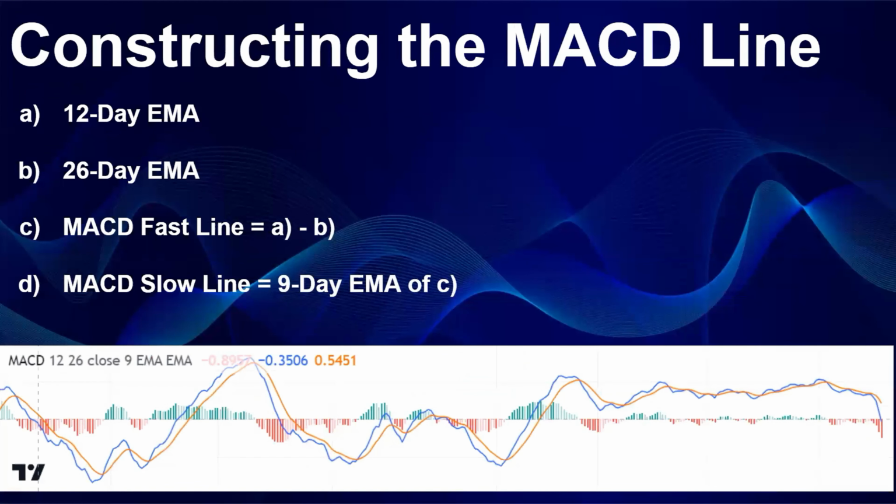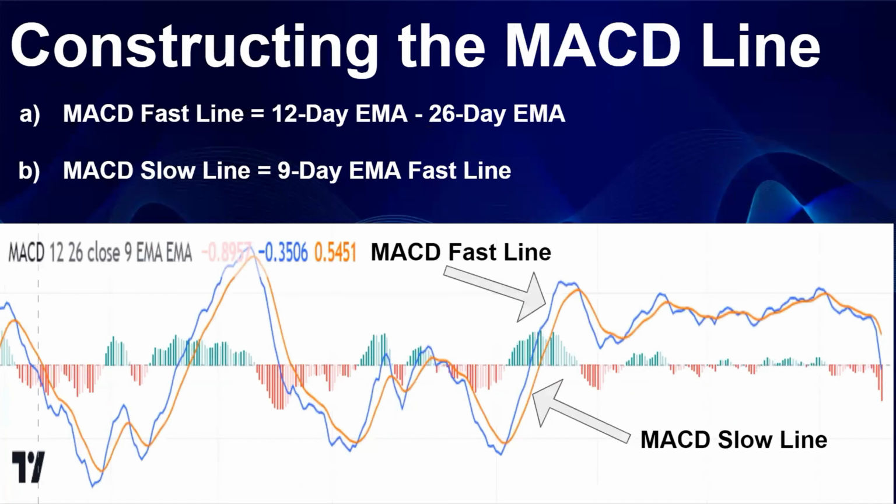Moving on, these are the 4 items required to create the MACD line. This was mentioned earlier: the 12-day, the 26-day, the difference between A and B, and the 9-day average of point C. And you can see that the blue line is the MACD fast line, and the red line is the 9-day EMA, which is the 9-day average of the fast line.